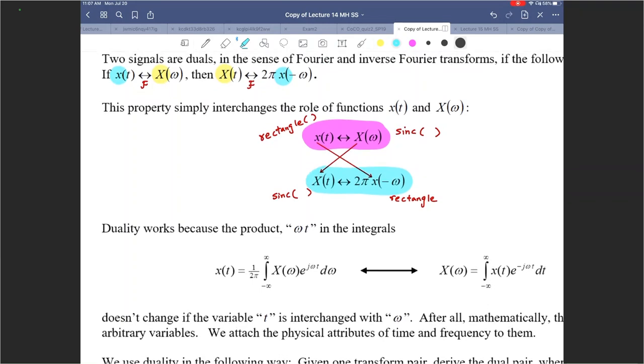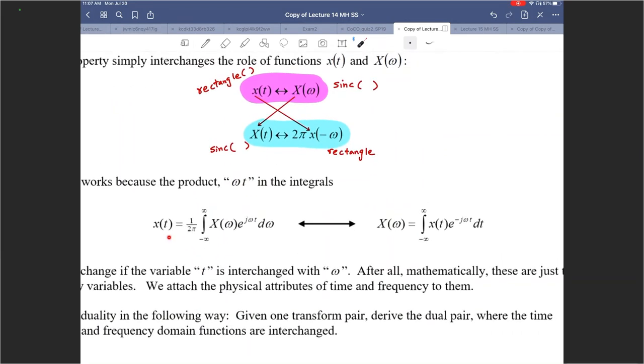And so mathematically it works only because of the exponent. In the definition of Fourier transform and in the definition of inverse Fourier transform, we have a similarity. You have e to the minus j omega t and e to the plus j omega t. So that omega t product in the integrals in the definitions of the Fourier transform and the inverse Fourier transform allows this duality to work.